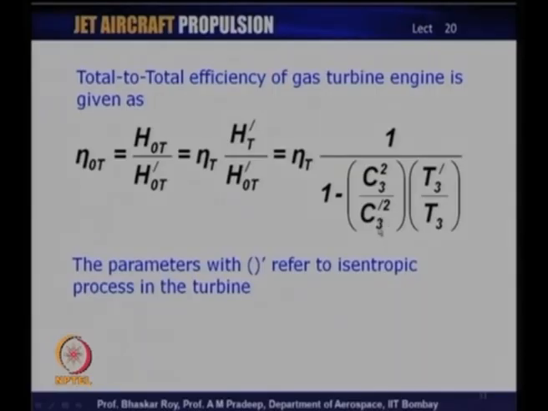Whereas in a real process you would get a value C 3 which is different from C 3 prime, and you would get a value T 3 which is different from T 3 prime. So, these parameters are referred to the isentropic process, and hence we know that the total efficiency that we are talking about is indeed actually an isentropic efficiency definition, which we have talked about and described earlier in various thermodynamic discussions.